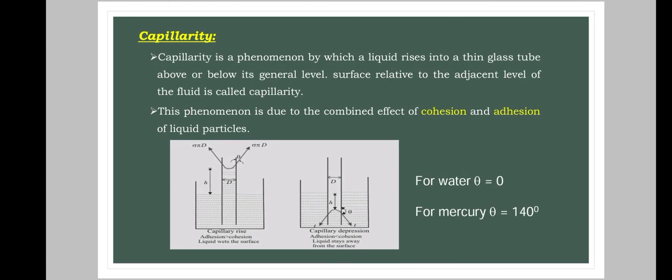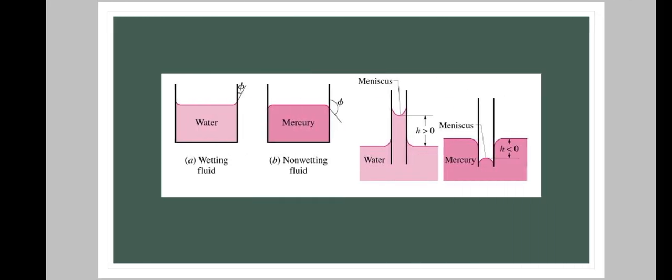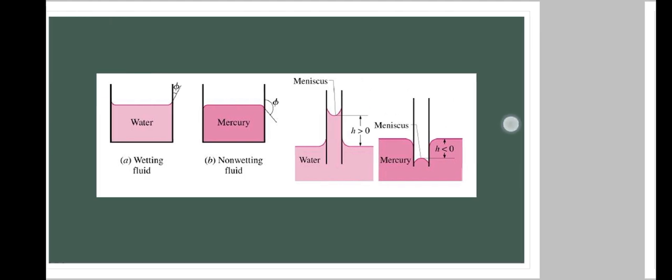And the last thing is capillarity. Capillarity is a phenomenon by which a liquid rises into a thin glass tube above or below its general level. The rise or fall relative to the adjacent level of the liquid is called capillarity. The phenomenon is due to the combined effect of cohesion and adhesion of the liquid particles. From the diagram itself, we can see the difference between a capillary rise and capillary depression. For water, the theta value will be 0. For mercury, the theta value will be 140 degrees. So this is a wetting fluid and non-wetting fluid based on water and mercury.